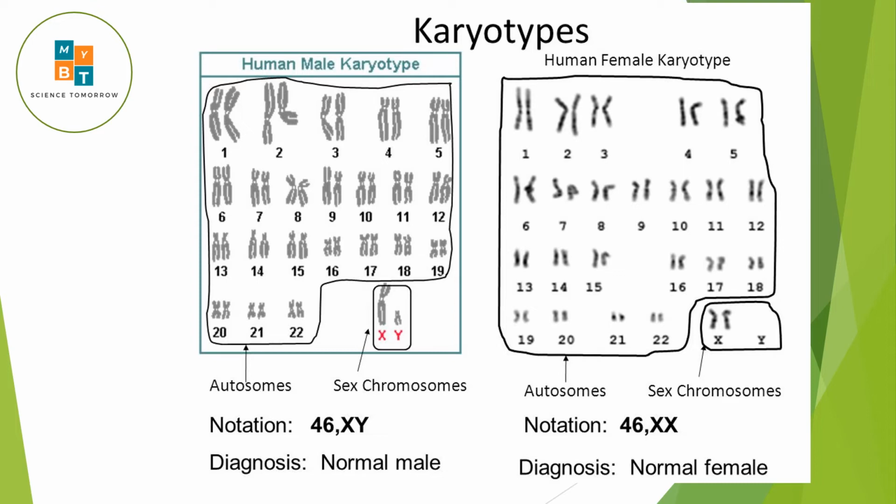So in this figure, the first part is 46 XY, that is a normal male. The second part is the human female karyotype, that is 46 XX. XY is the male. XY normal male, XX normal female. So this is the karyotype of a normal male and a normal female. If there's any problem with the chromosomes, we will see it in the karyotype.